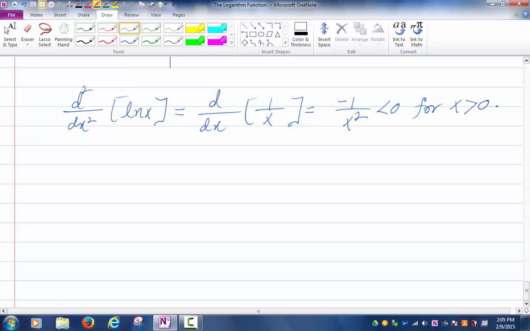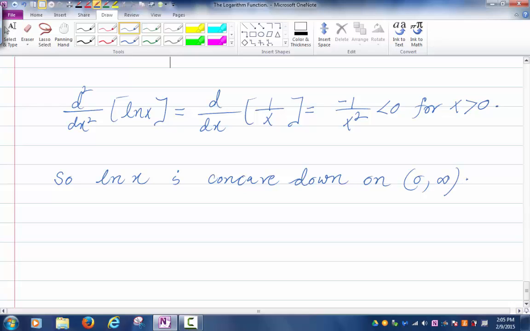So we see that if the second derivative is negative, that implies that the function ln of x is concave down on its entire domain, 0 to infinity.